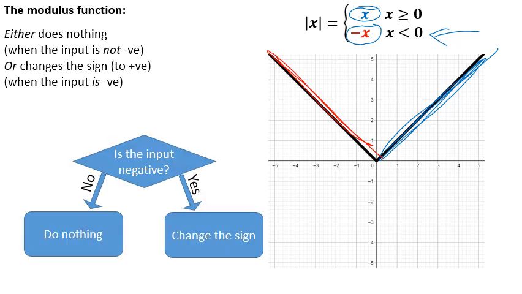You can think of it like a flow diagram. You get your input. Is it negative? No. Okay, then do nothing at all. You just leave it as is. If it is negative, you change the sign. And as a result, all that ever comes out are positive values.